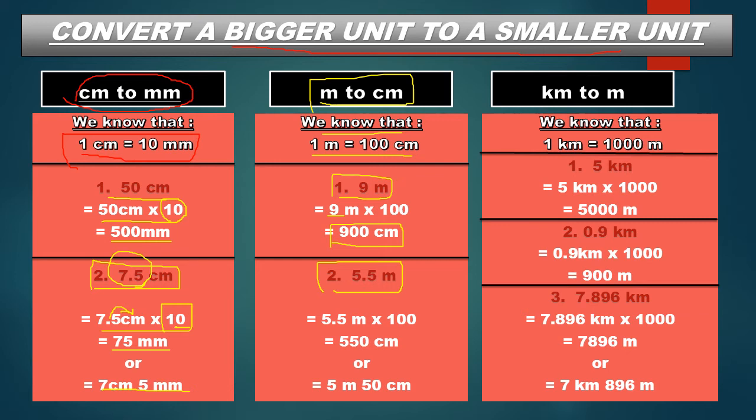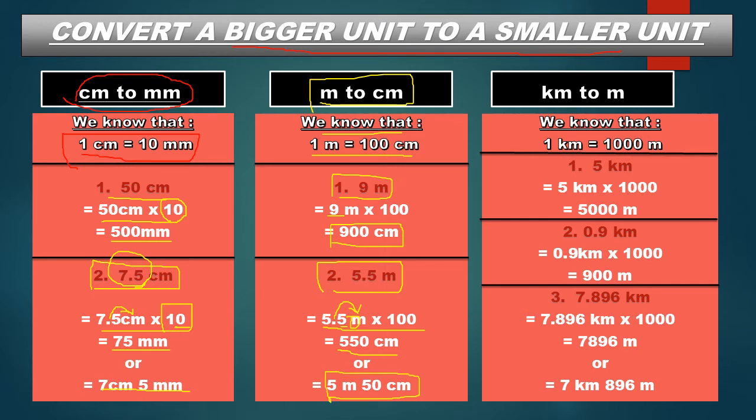Now in the second example, we have 5.5 meters. Now multiply 5.5 meters by 100 because we are converting meter to centimeter. So when we multiply 5.5 by 100, the decimal point moves forward by 2 digits. We have only one digit here, that is 5, so we place 0 here. It becomes 550 centimeters, which is the answer. Now we can write it like this: 5 meters 50 centimeters.